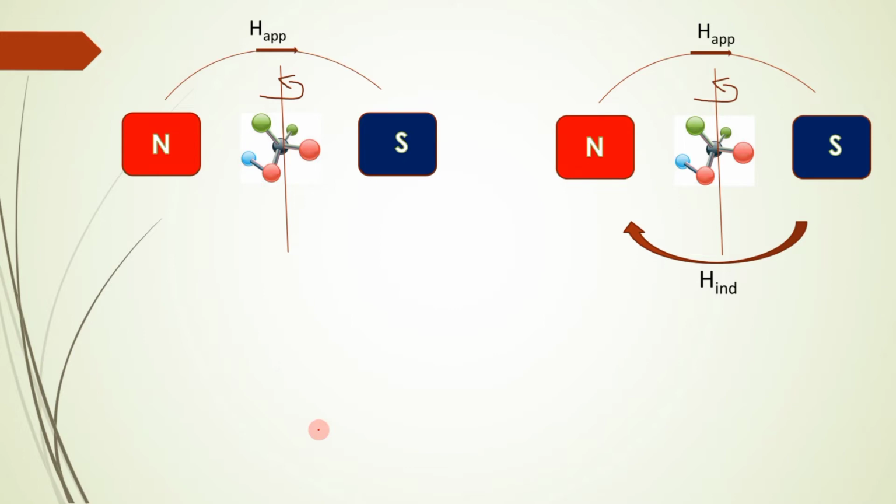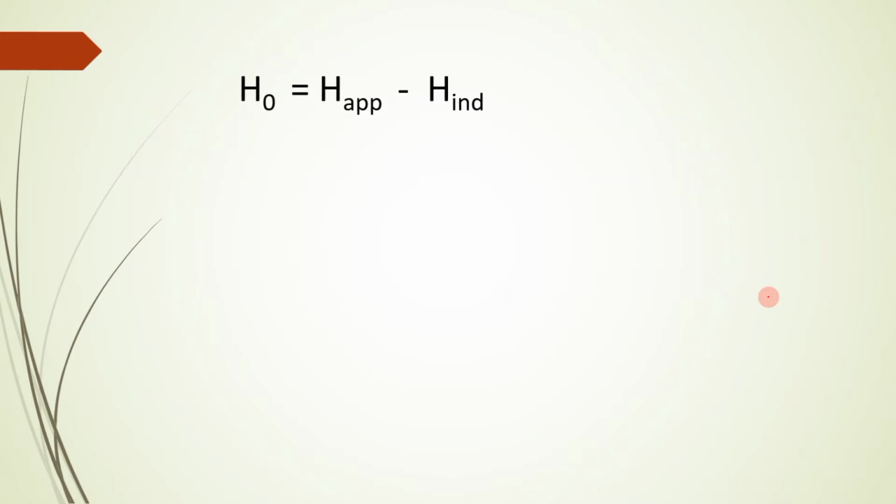For example, we take an atom which has a nucleus and electron, kept in the applied magnetic field. So the electron revolves, which produces an induced magnetic field which opposes the applied magnetic field. So the magnetic field experienced by the nucleus will be less than the applied magnetic field. The applied magnetic field is H applied, and the field the nucleus experiences will be H naught. So H naught is equal to H applied minus H induced.